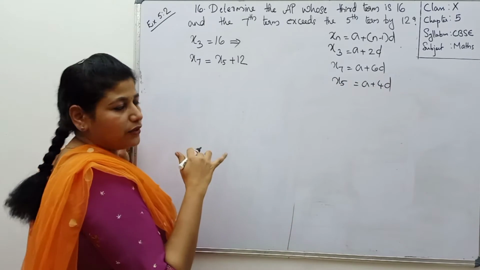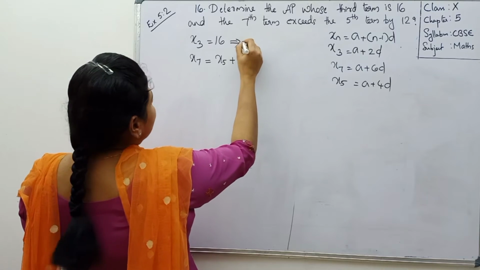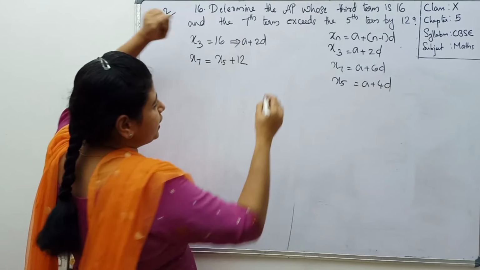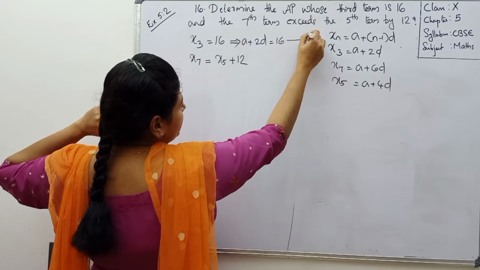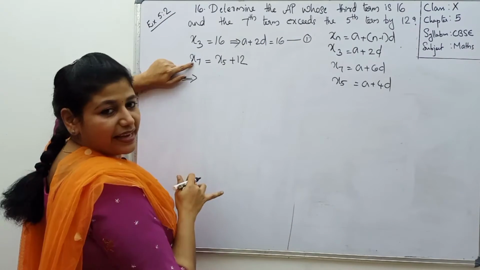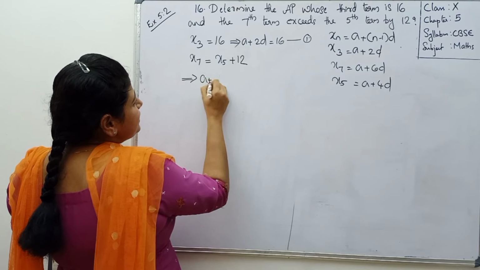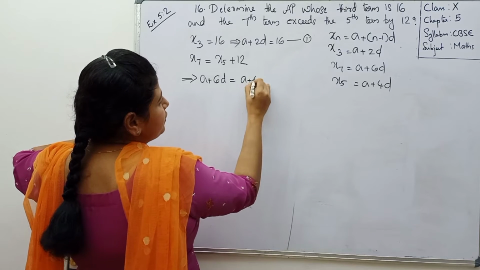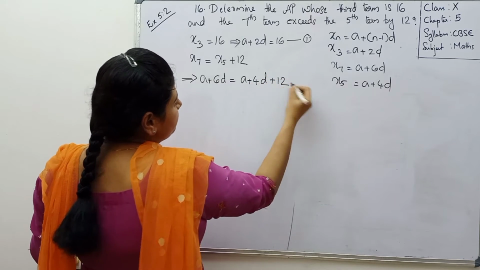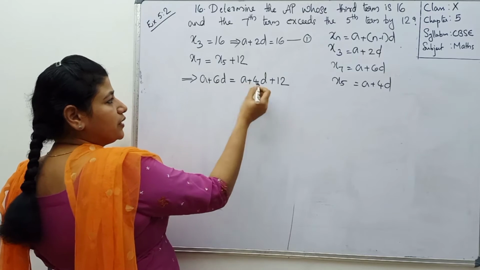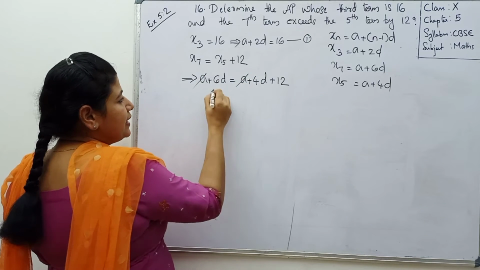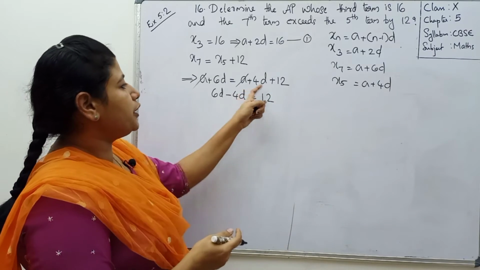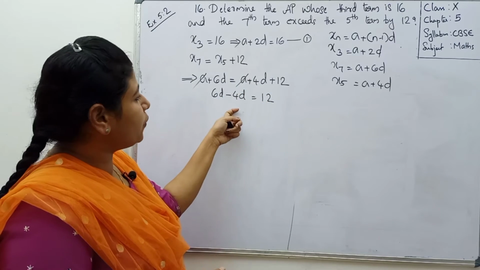We can substitute all the values here. x3 is a plus 2d, which is equal to 16. That is the first equation. And x7 means a plus 6d, which is equal to x5, that is a plus 4d, plus 12. We can rearrange. On both sides we have a, so we can cancel. I took this 4d to this side, so 6d minus 4d equal to 12.